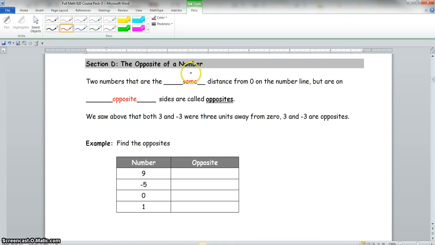Now we scroll down here to section D, the opposite of a number. Two numbers that are the same distance from 0 on the number line but are on opposite sides are called opposites. We saw above that both 3 and negative 3 were 3 units away from 0. 3 and negative 3 are opposites. Now we have this number 9. The opposite of 9 is negative 9. The opposite of negative 5 is just 5. The opposite of 0 is actually itself, so the opposite of 0 is just 0. And the opposite of positive 1 is negative 1.